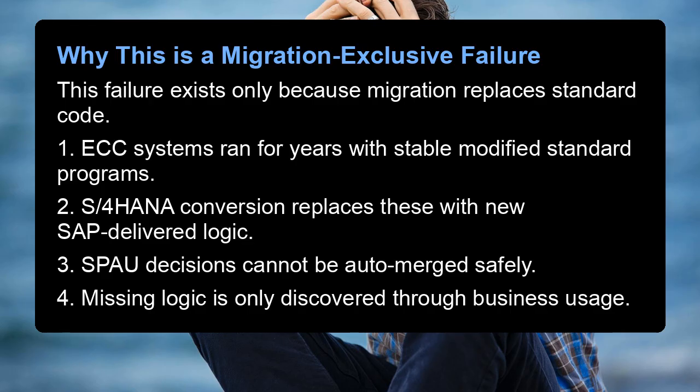Why this is a migration-exclusive failure. This failure exists only because migration replaces standard code. 1. ECC systems ran for years with stable modified standard programs. 2. S/4HANA conversion replaces these with new SAP-delivered logic. 3. SBAU decisions cannot be auto-merged safely. 4. Missing logic is only discovered through business usage.